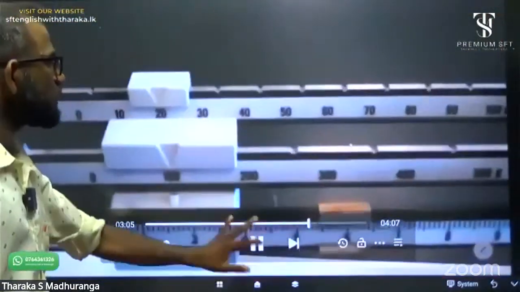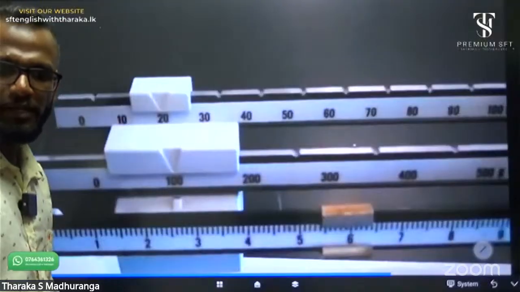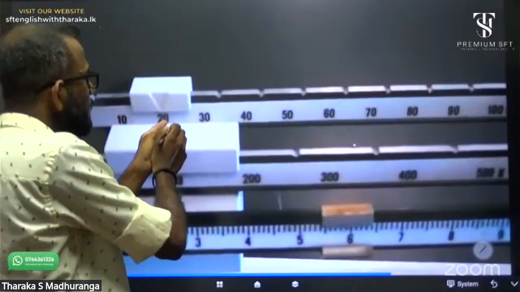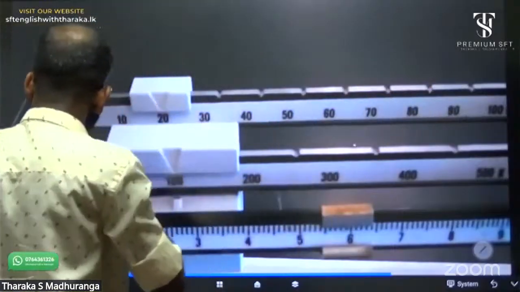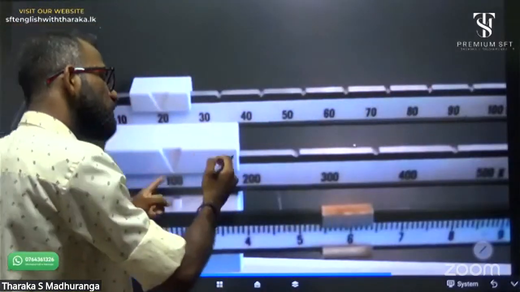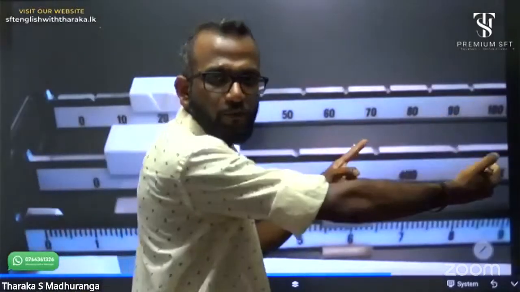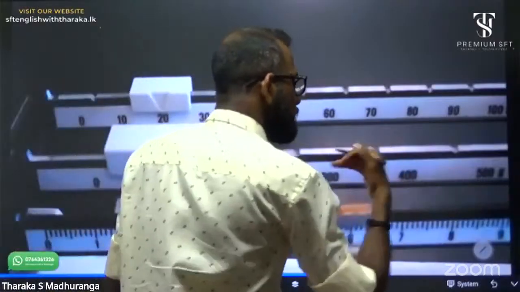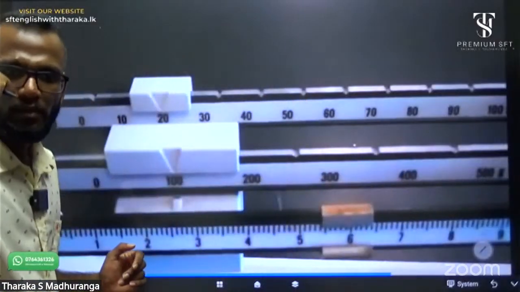Now you can clearly see the values of the beams. It is calibrated 0, 10, 20 up to 100. The middle one is 0, 100, 200, 300, 400 up to 500. The front one is only up to 10. Only up to 10.